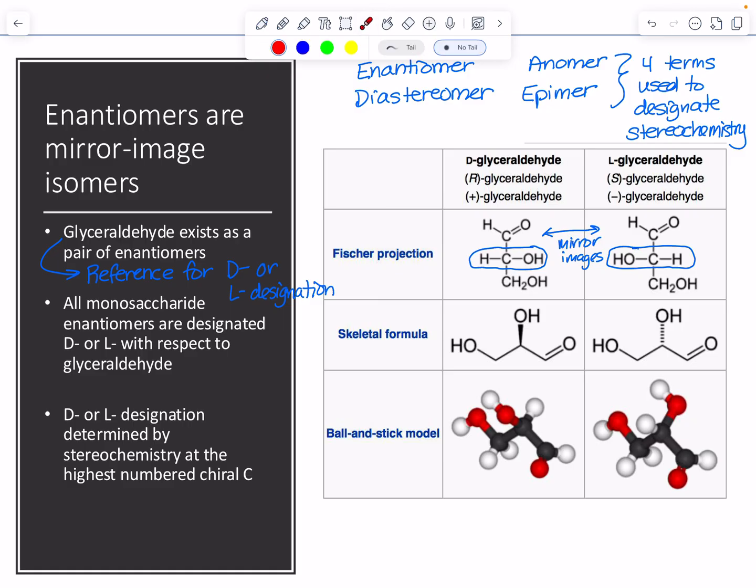In organic chemistry, when you studied stereochemistry, you talked about optical rotation and you used terms like R and S.